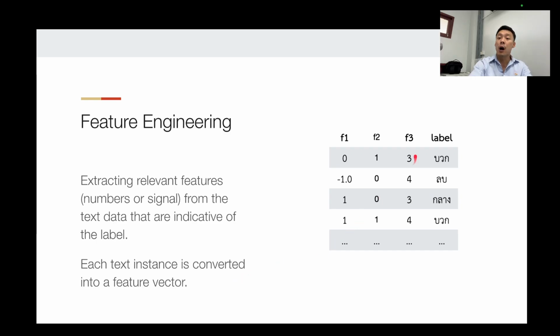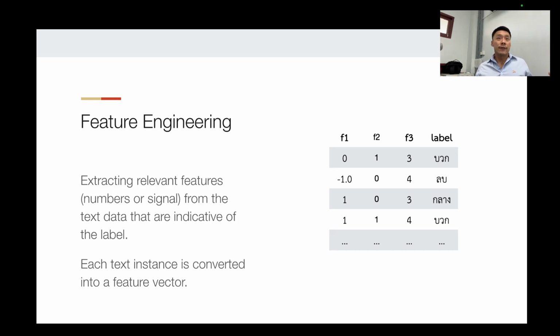We call this thing a feature vector. A vector, as in what you learn in linear algebra, has a magnitude and a direction. So that's the model that we're going to use. We use a vector space model for machine learning.